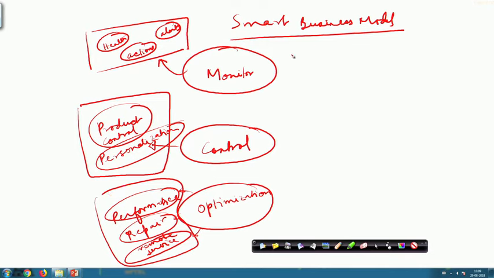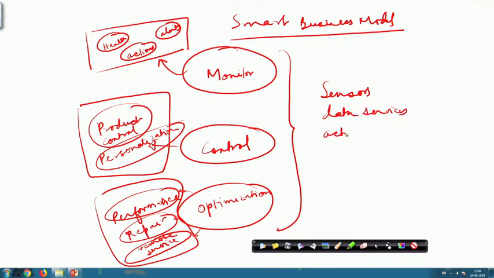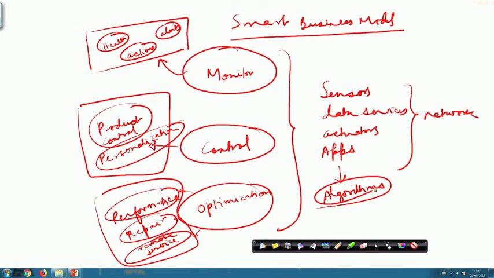So, all of these things can be done with the help of what? What is the backbone? The backbone is basically use of different sensors, data services, actuators, and in fact the different applications and the network, right. One very important thing I have not mentioned yet, it is basically the algorithms, the different algorithms that can help in achieving all of these, algorithms for monitoring, algorithms for control, algorithms for optimization and so on.